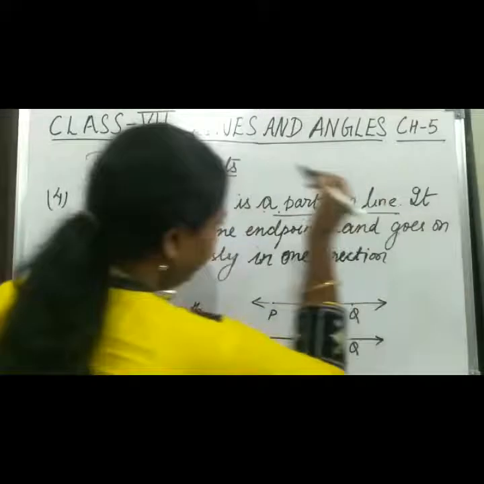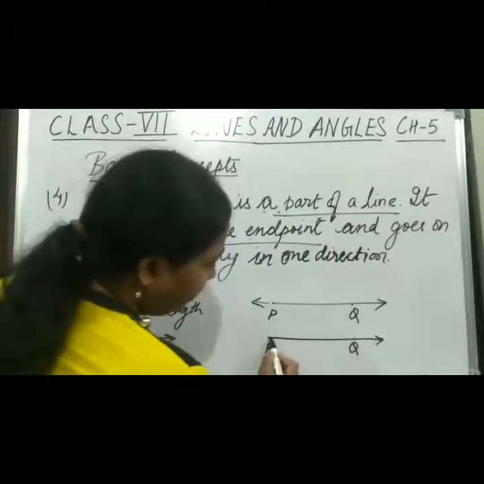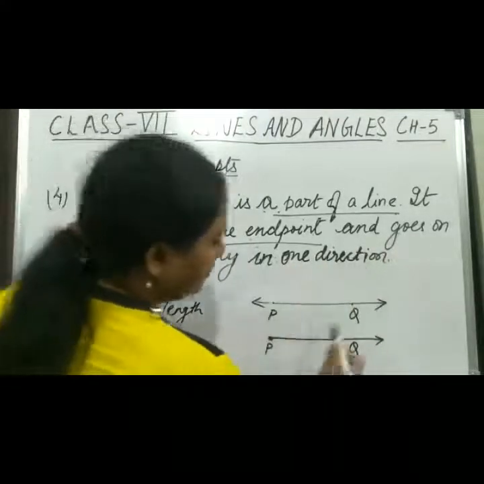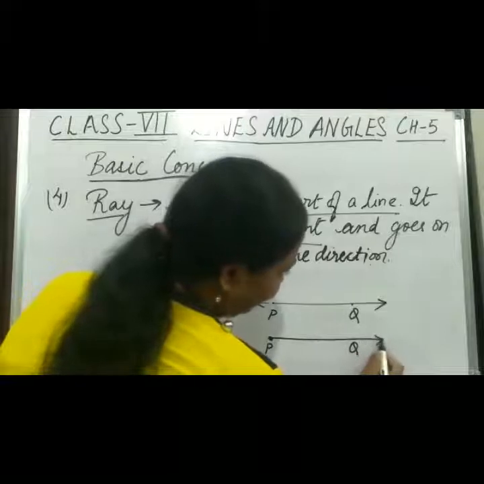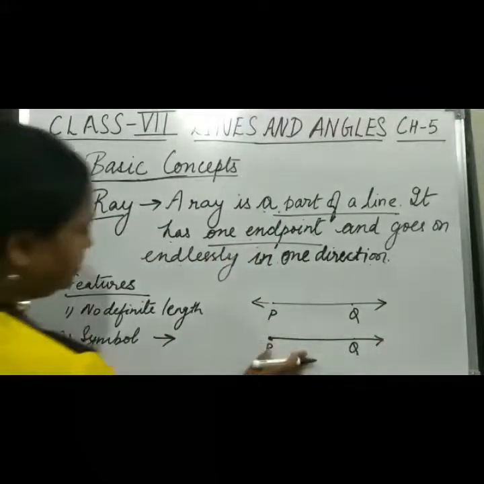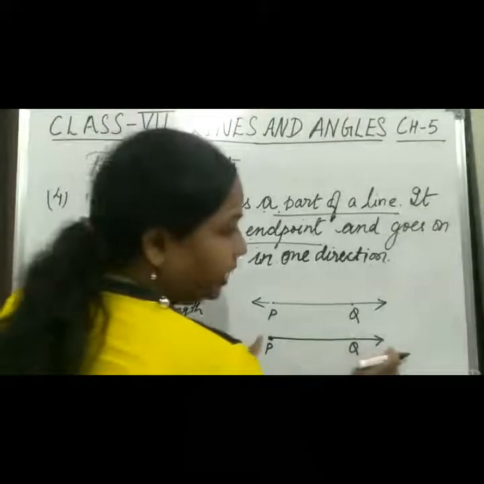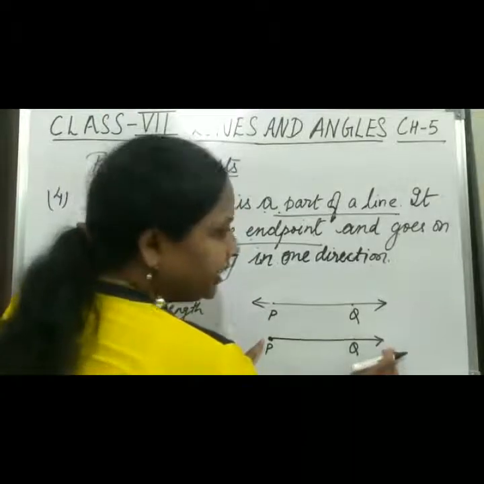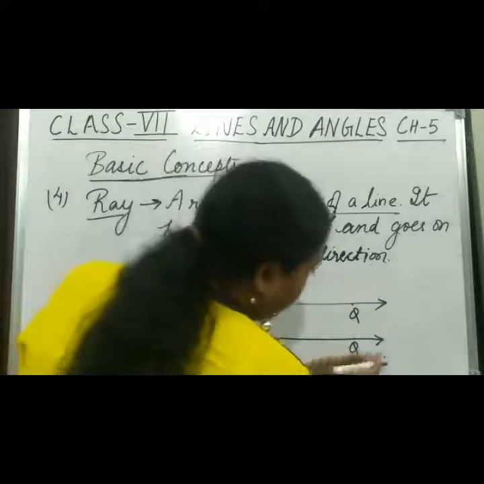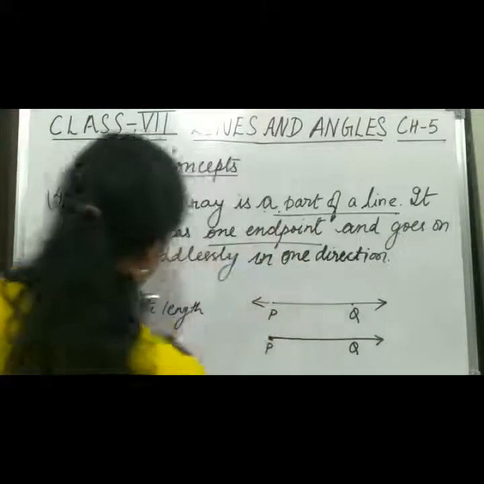It is a part of a line and it has one endpoint. You can see in a ray, this is the one endpoint here, and it goes on endlessly in one direction. It is going on endlessly in this direction. Now, some features about this ray. First one is no definite length. This ray does not have a definite length. That means it is not measurable because it goes on endlessly this side. So, it does not have a definite length.